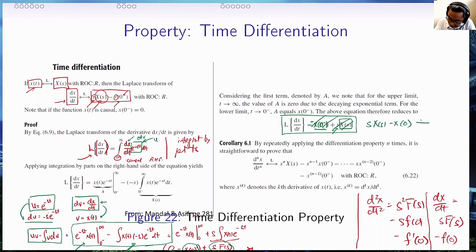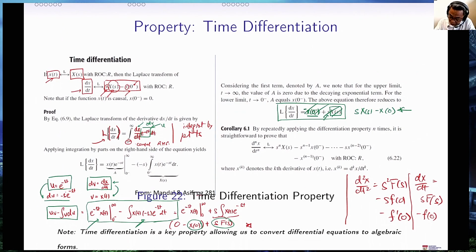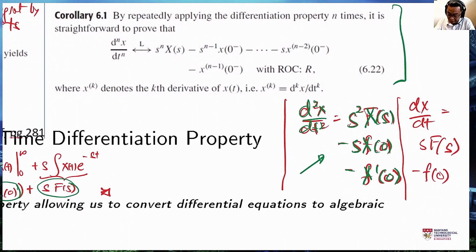Okay, so notice the mistake here. Alright. You can of course generalize this for nth order differential equations, and I do the second order for you here. d2x over dt squared is equal to s squared X of s minus s x of 0 minus x prime of 0. Okay, alright.